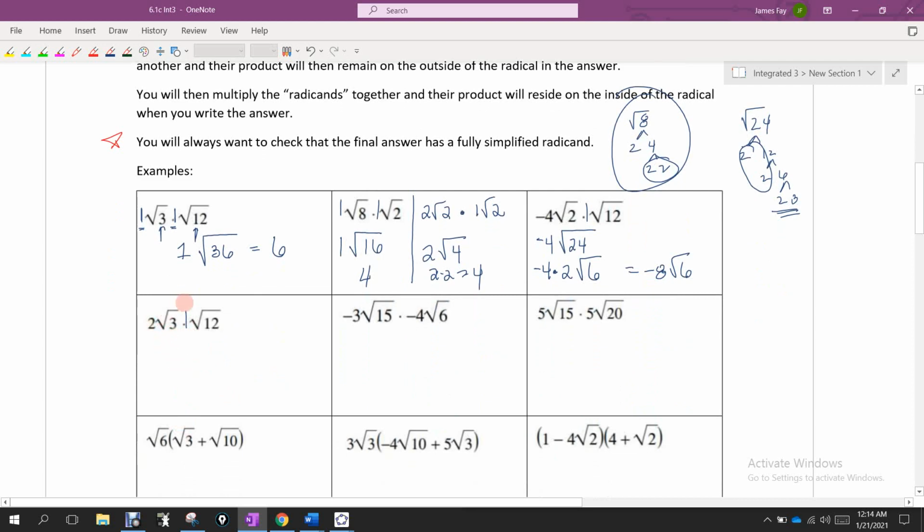So you get negative 8 radical 6 as this product. Okay, 2 times 1 gives me a number on the outside. 3 times 12 gives me 36 again. Well, 36 we know to be 6. So now I have 2 times 6, which is 12. So there the radical completely disappears.